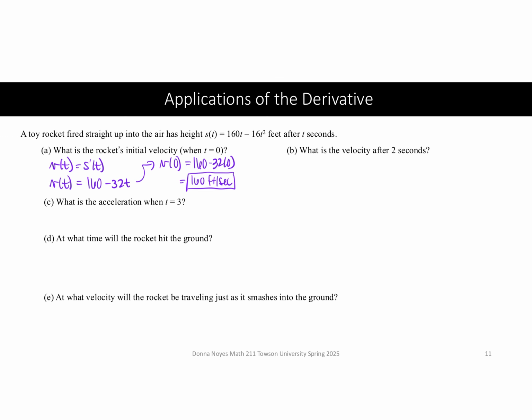Okay. What would then be our velocity after 2 seconds? Well, the nice thing is we already know what the velocity function is. So v of 2, we just have to plug it in. That means we get 160 minus 32 times 2, which is 160 minus 64, or 96 feet per second.